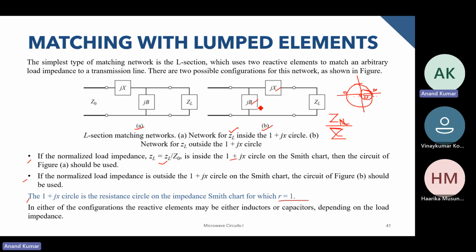So I'll pause over here. If you have any doubts, you can ask now. Otherwise, we'll proceed to looking at how the analysis is done for this circuit.